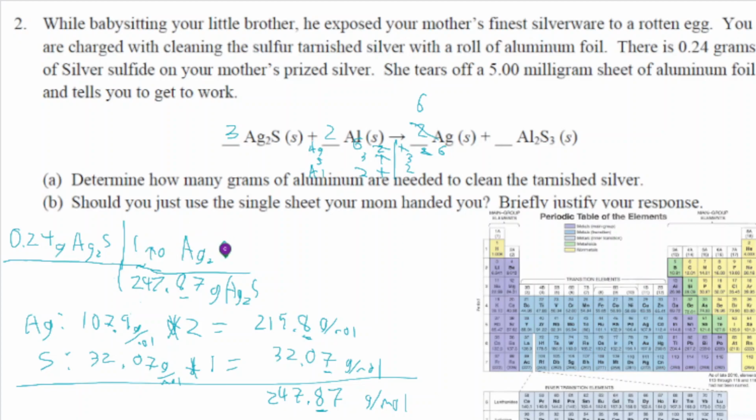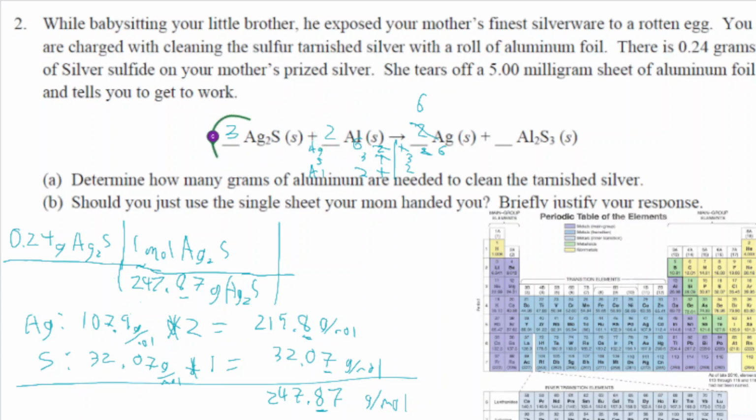All right, so now that we are in moles, we can use our chemical equation. And looking at our chemical equation, we can see that we have 3 moles of silver sulfide. So we need to also figure out what we're trying to get to. The question asks for aluminum. So we're going to say we have 3 moles of silver sulfide for every 2 moles of aluminum.